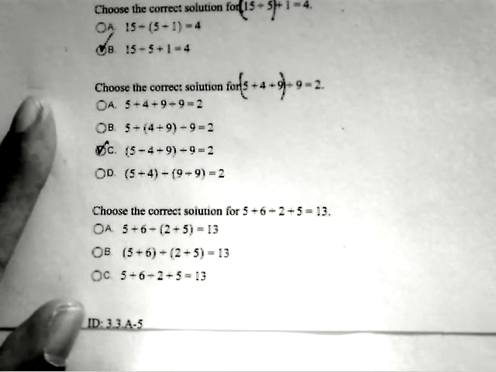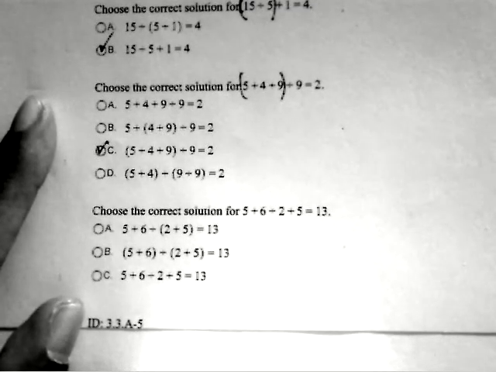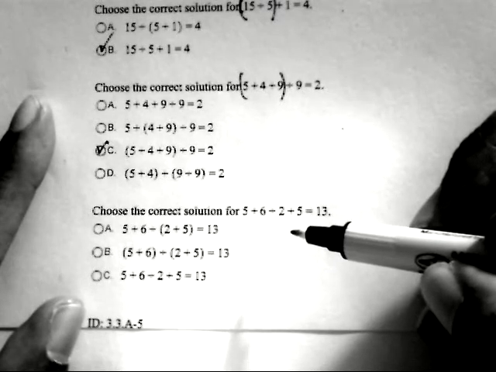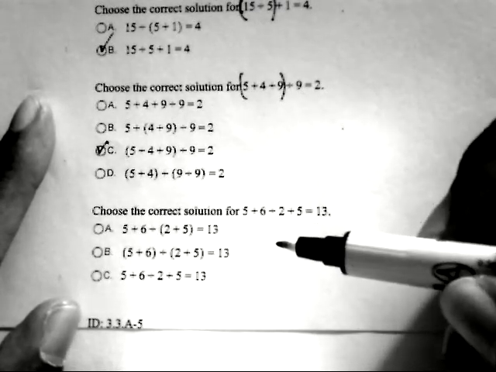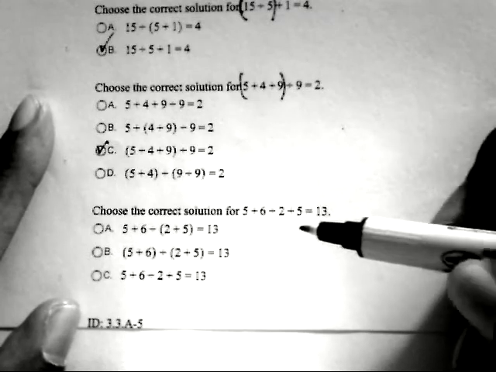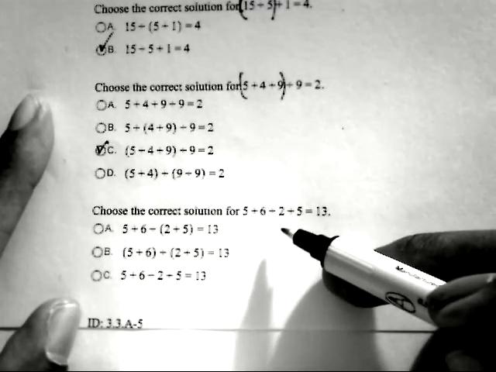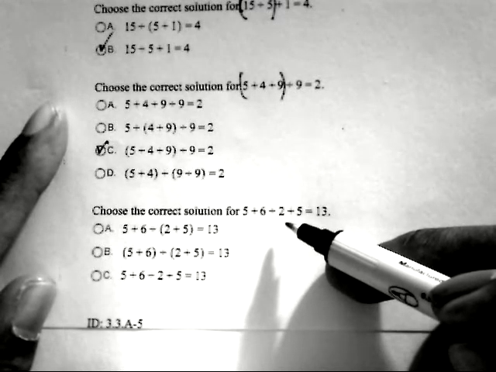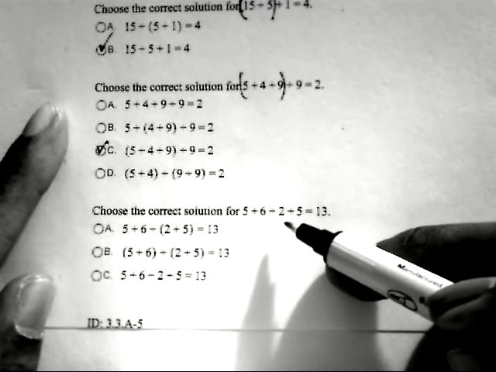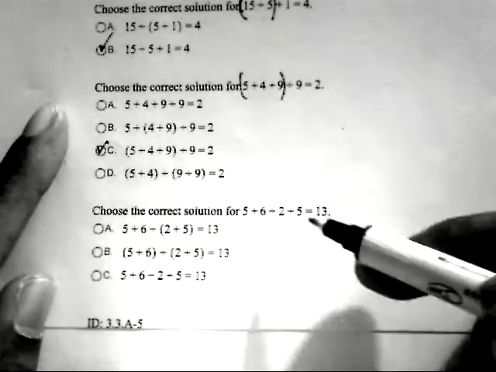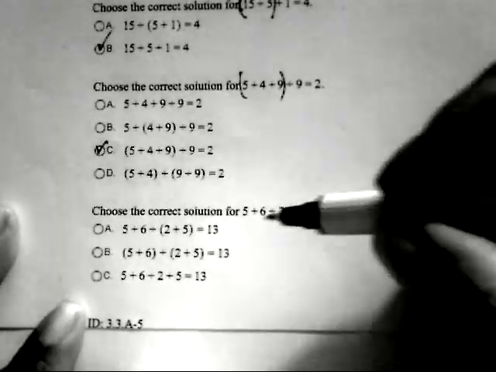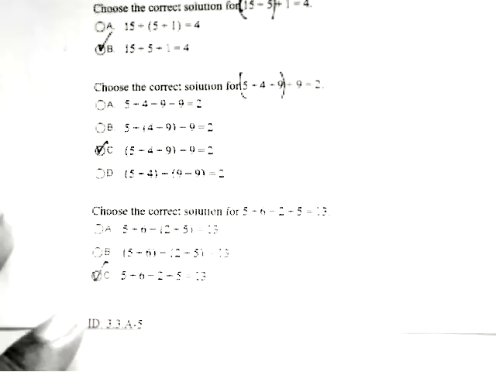And part D, choose the correct solution for 5 plus 6 divided by 2 plus 5 is equal to 13. Let's see, actually I don't need parentheses here. Because look here, if I have 6 divided by 2, that'll give me 3. Because I have to do order of operations first, which means the division has to be done first and then add the addition next. So actually, it would be this answer choice.